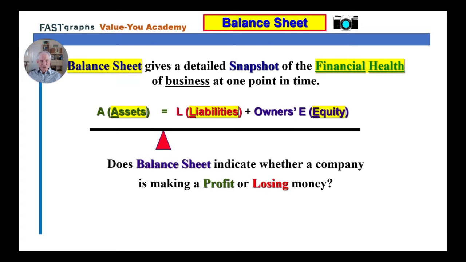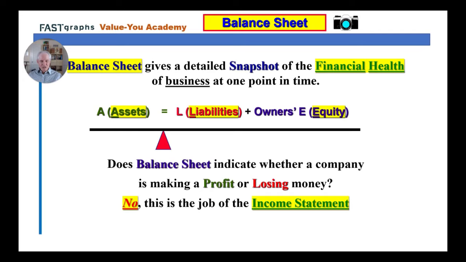You really need to look at all the financial statements to understand a business and how they're doing. Income statement shows us profitability. So from a balance sheet 1 year, we do not know profitability. This is the job of the income statement.